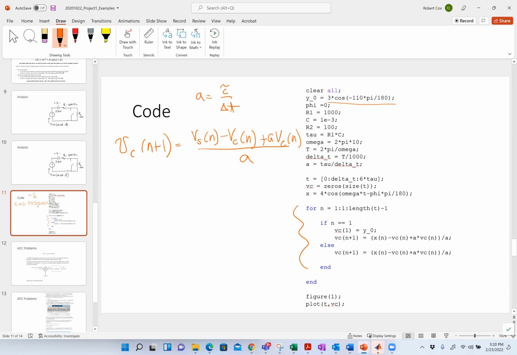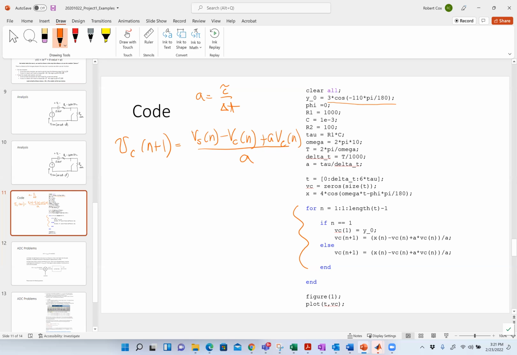So in other words, I set up a time vector that runs from 0 in steps of delta t up to 6 times tau. Where do you think the 6 times tau came from? Why 6 times tau? Yeah, so I can see the full transient, right? Maybe I could have said 5 tau. I know that if I went to 6, I definitely see it all.